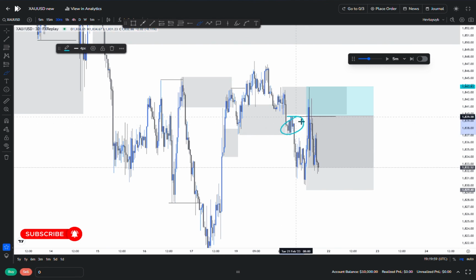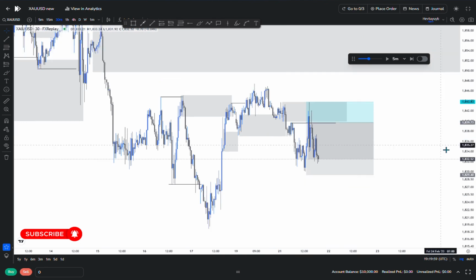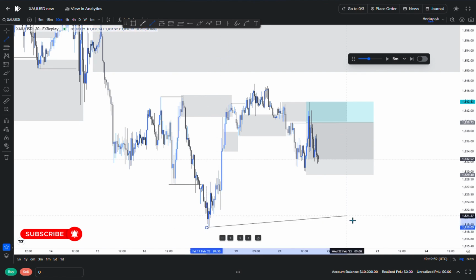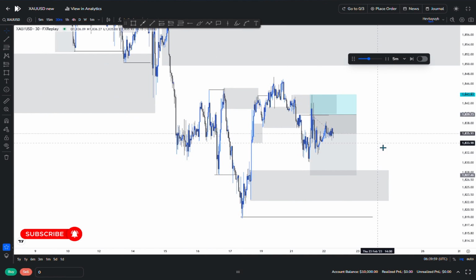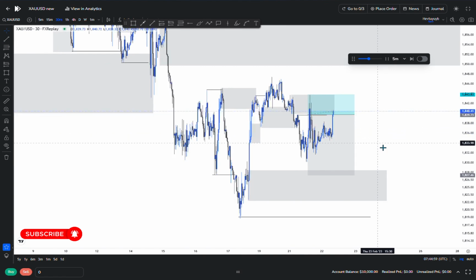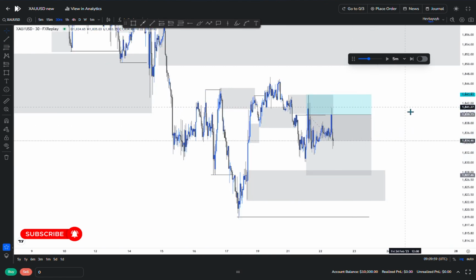This reaction here is the inducement. Price came for that inducement, and I'll be expecting price to come for this low. This is a random day, but on a normal day, this is what I look out for before engaging into any trade.